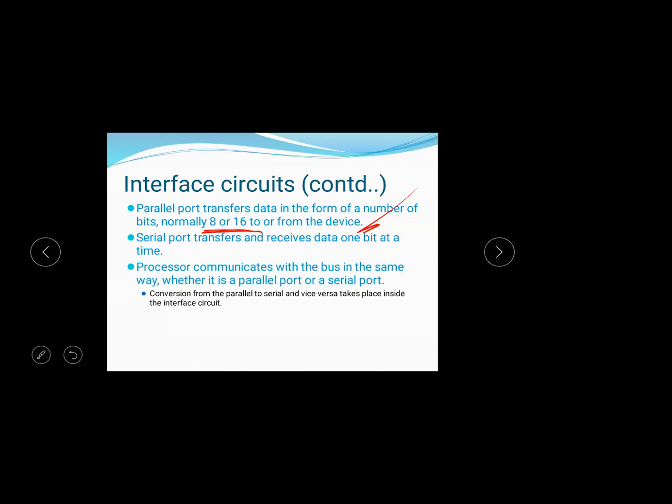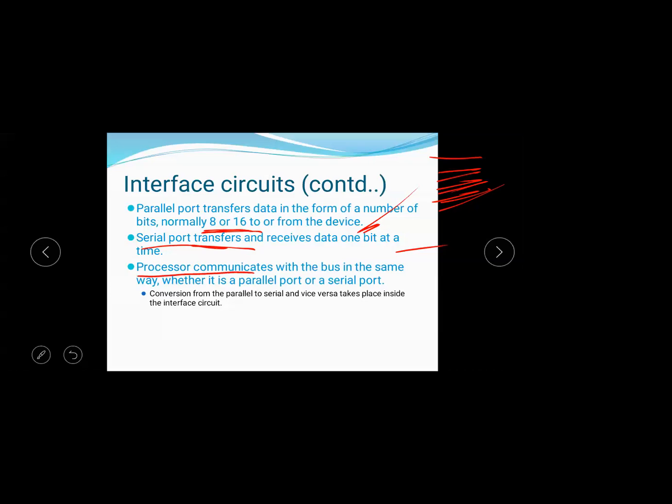And serial port transfers and receives data 1 bit at a time, whereas in serial port, irrespective of the number of bits in the device, it receives and transmits only 1 bit at a time. That is serial port. And parallel port is nothing but at a time all the bits are transmitted in parallel. Whereas in serial port, only one line will be there through which all the data is transmitted.